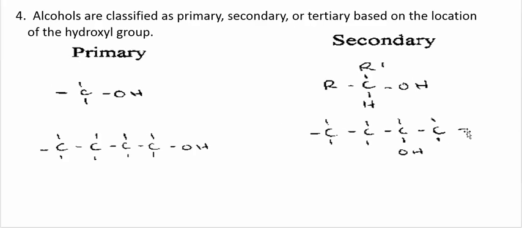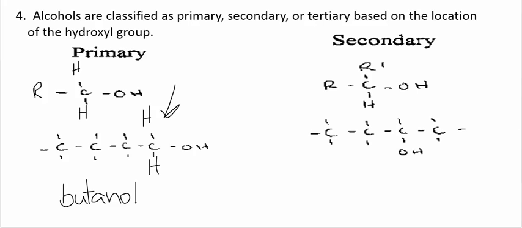Alcohols can be classified as primary, secondary, or tertiary based on the location of the OH group. A primary alcohol has a hydroxyl group bonded to the carbon with one R group over here. So here's an example of a primary alcohol down here. It's a 4-carbon chain, so it's butanol, and the OH is on carbon 1, so it's 1-butanol.